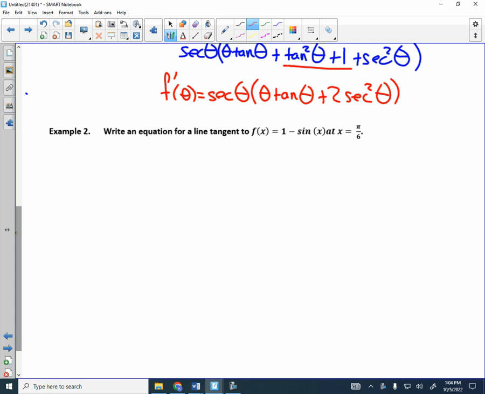Okay, this next part, write an equation for a line. In order to write an equation for a line, you need how many things? Slope and point. We need those 2 things. Okay? What is the x value at which we are trying to find the point? Pi over 6. Okay? So I have pi over 6, and then how would I produce the y value? I would plug it in, and I now need to know the sine of pi over 6. What is the sine of pi over 6? 1/2.